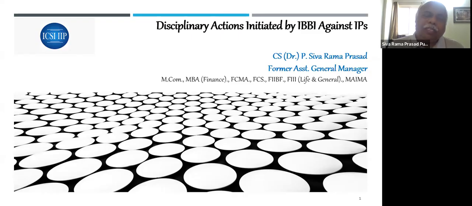Even though everybody knows about the rules, the regulations, the judicial pronouncements and the Code, still during the assignment they are knowingly or unknowingly, intentionally or unintentionally, doing some mistakes. So IBBI is also punishing them. The disciplinary committee of IBBI is punishing them, cancelling the license or whatever certificate is authorized for assignment.